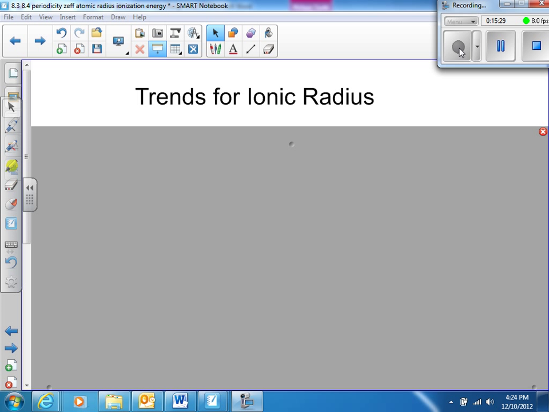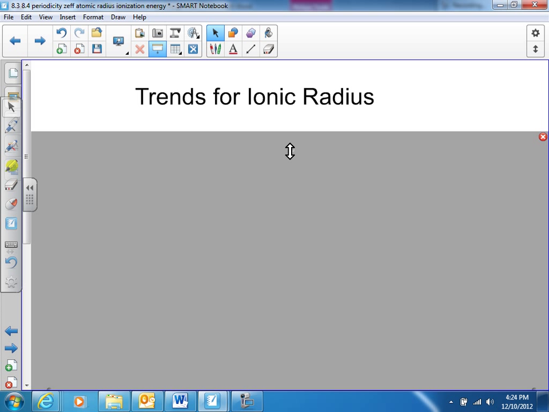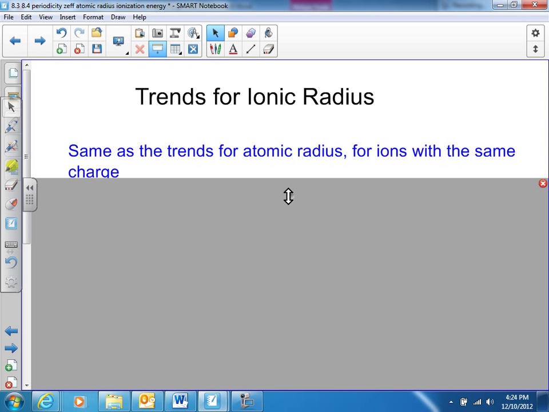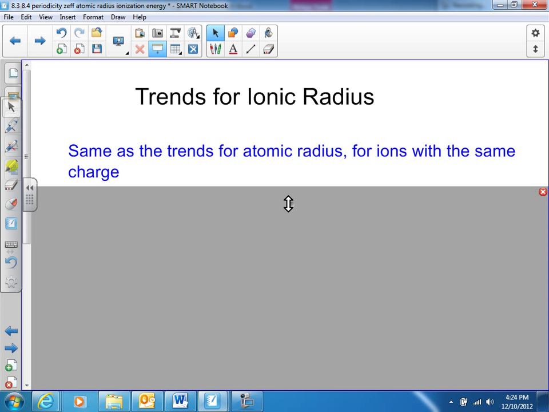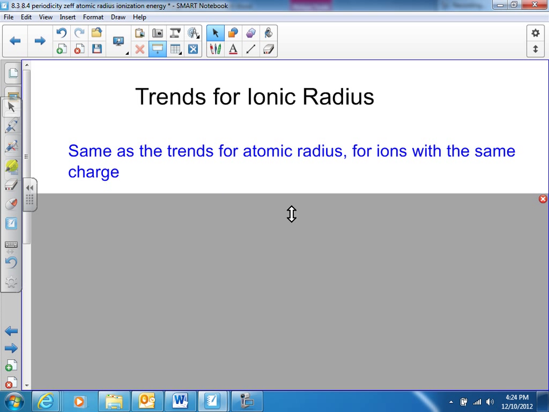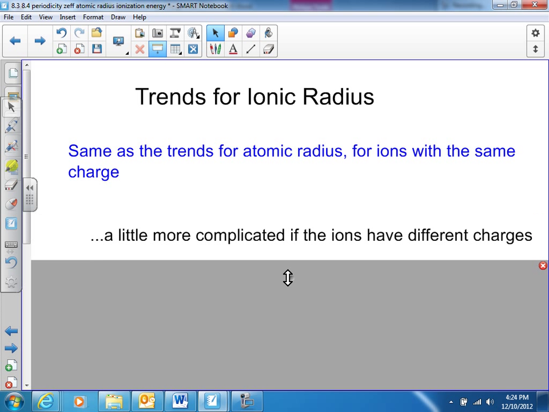Now we're going to look at ionic radius. It's a little more complicated. It's not complicated if you're comparing ions with the same charge. So if you're comparing Cl1 minus and F1 minus, that trend would be the same as if we were comparing Cl and F. However, ions are complicated.